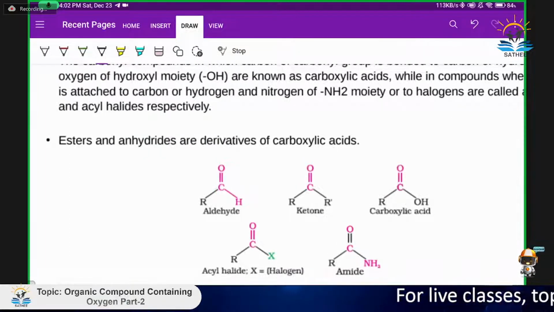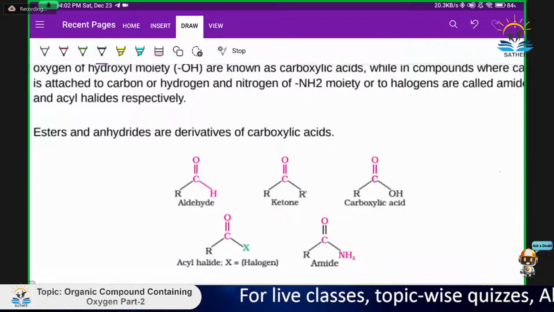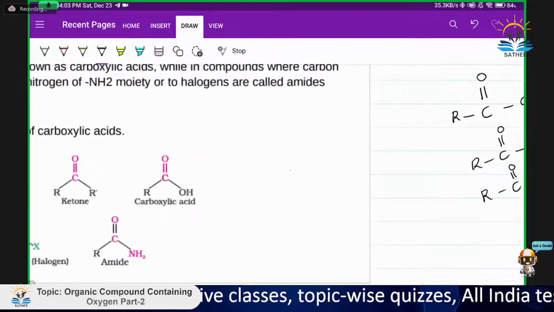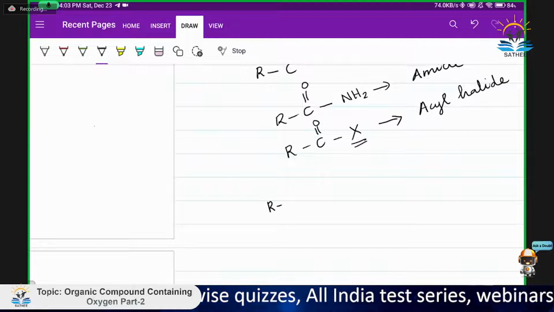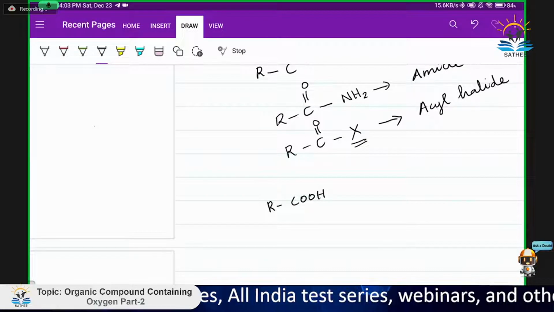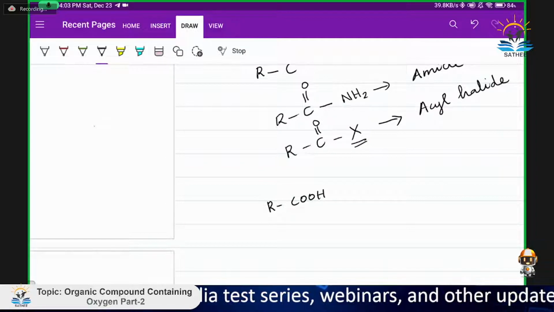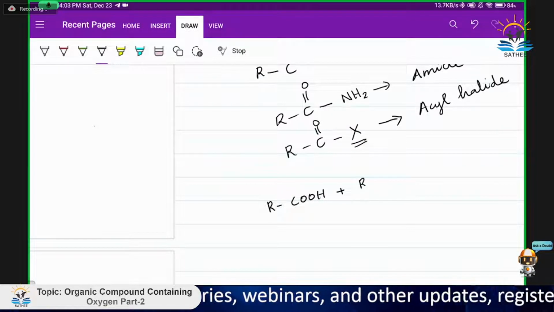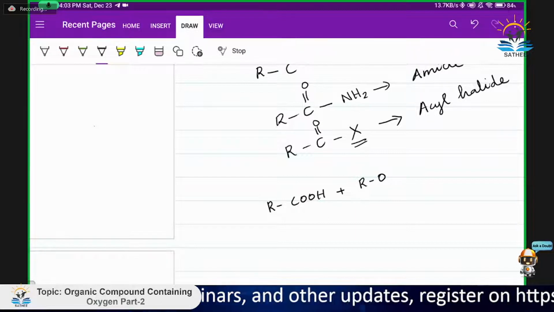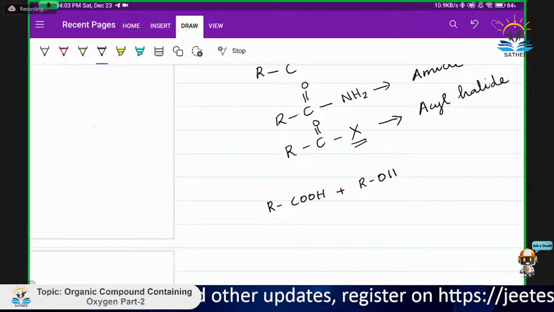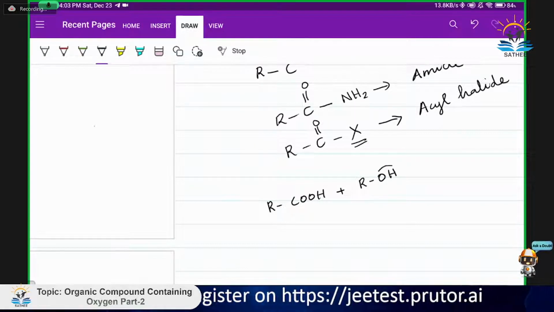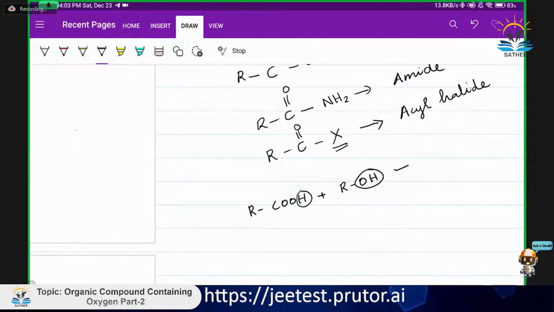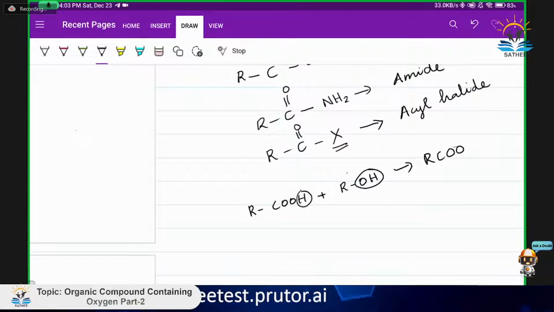Now, esters and anhydrides are derivatives of carboxylic acid. So, what are esters and anhydrides? Esters mean a carboxylic acid reacts with an alcohol. We can eliminate OH, the O from here and H from here, so we will get an ester, represented by RCOOR dash.